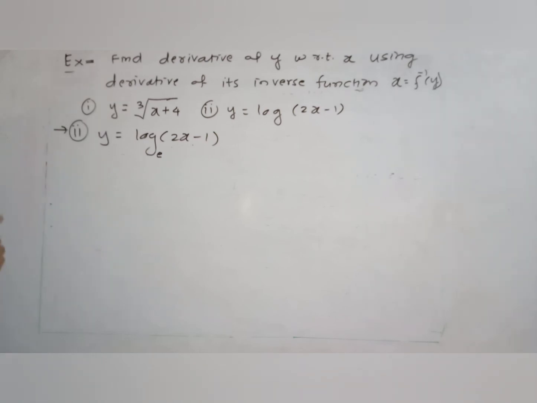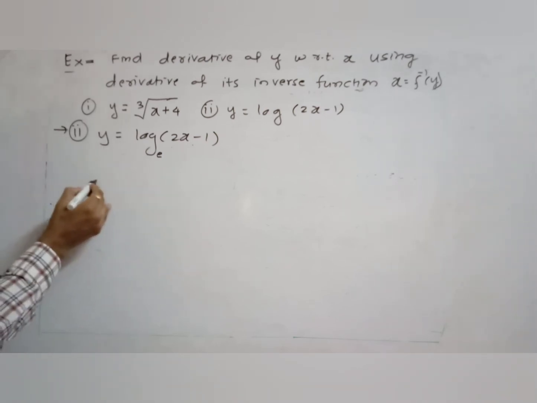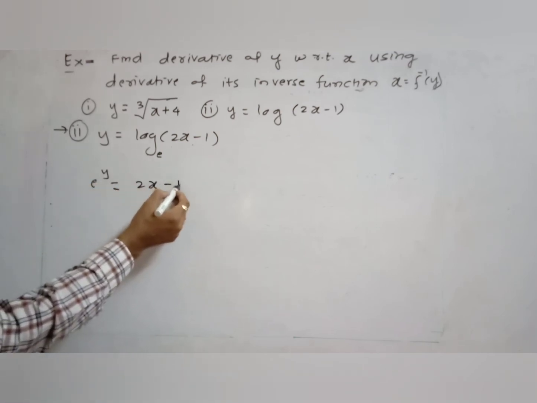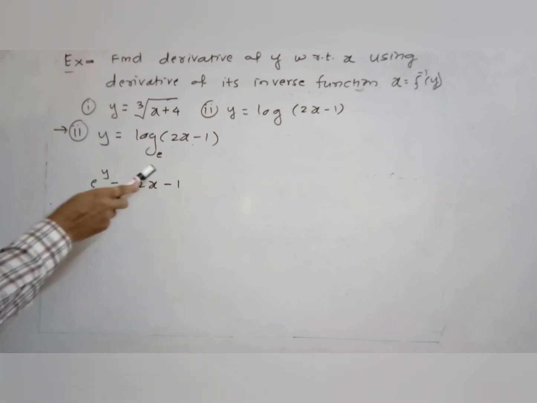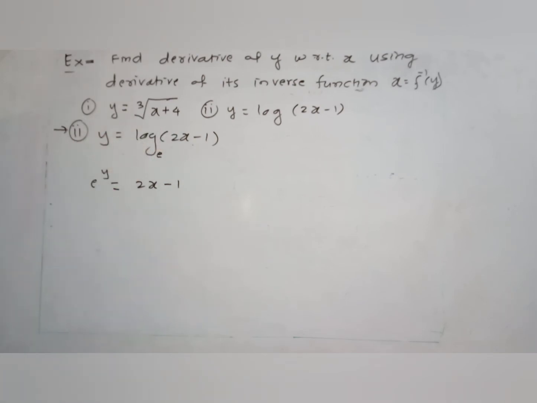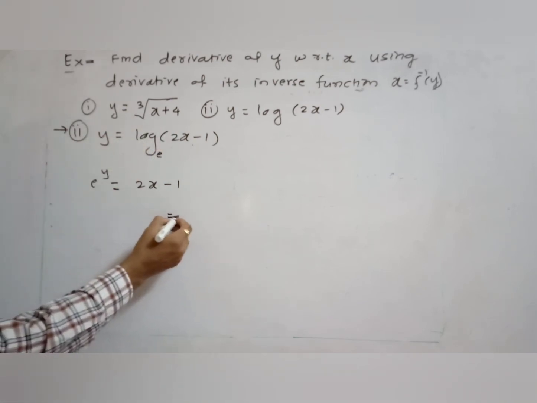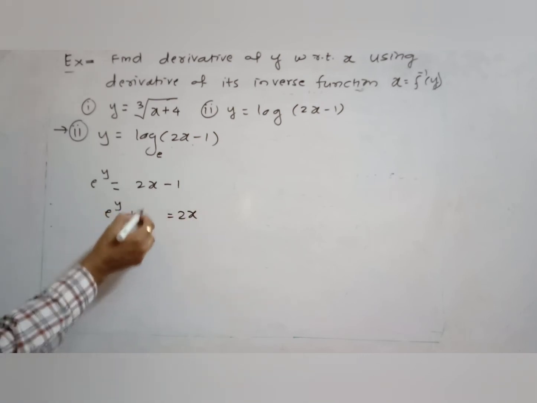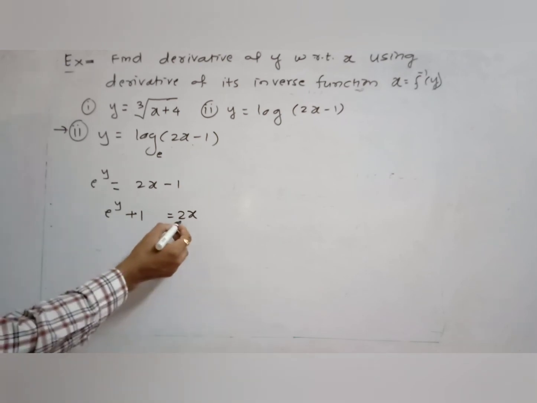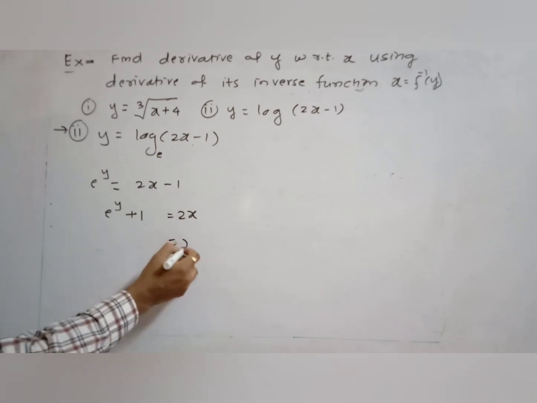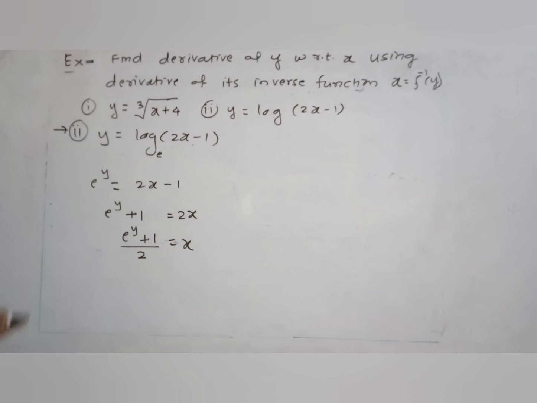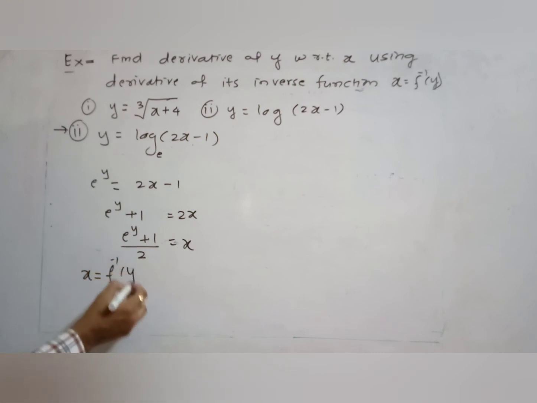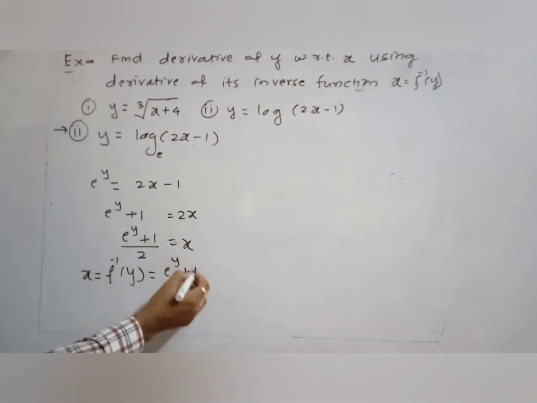Now convert this expression into exponential form as e raised to y is equal to 2x minus 1. That's how we do it. A logarithmic expression is converted into an exponential expression in this manner. So e raised to y is equal to 2x minus 1. Now we can find 2x equal to e raised to y plus 1, taking 1 on the other side. Again this 2 is not required, so x is equal to e raised to y plus 1 upon 2. So we have written x in terms of y. This is our inverse function. x is equal to f inverse y, which we required, is e raised to y plus 1 upon 2.